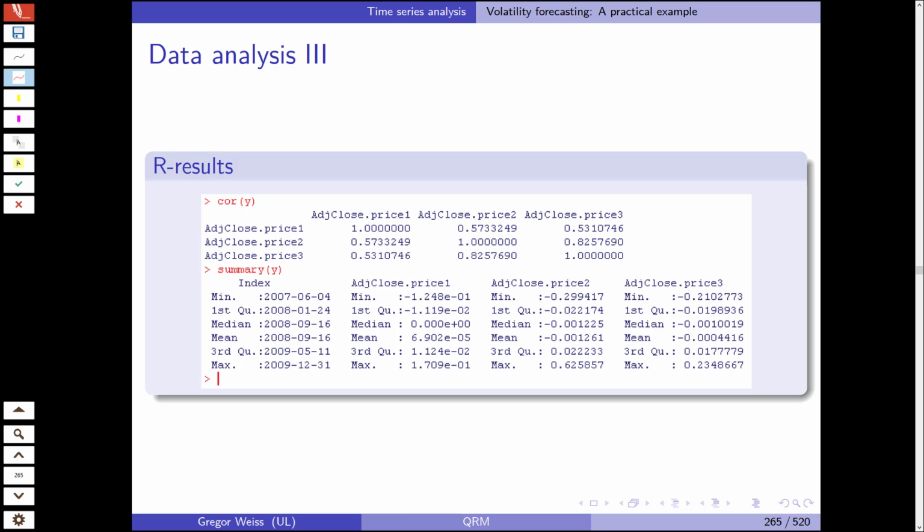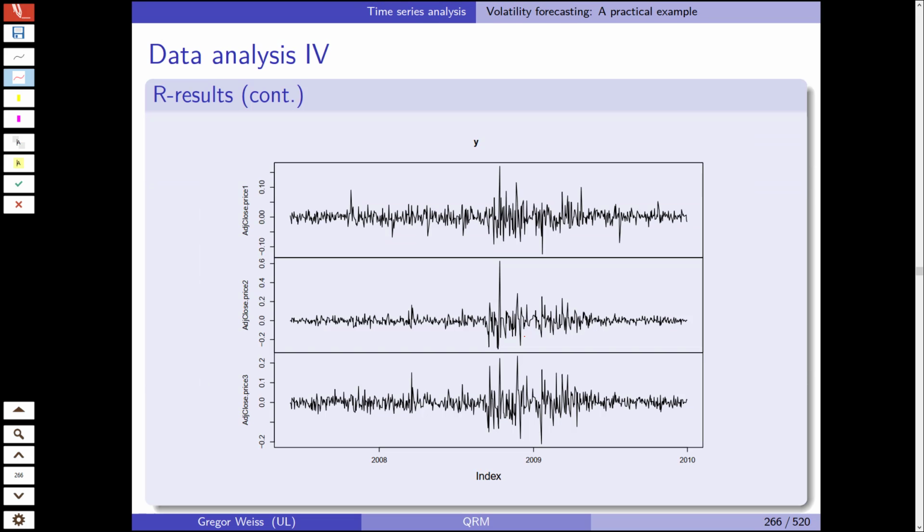For the returns, you can see we find the usual stylized facts on financial market data. Negligible daily mean return, and it's slightly skewed to the negative side. So small losses have a higher probability than, for example, small price appreciations.